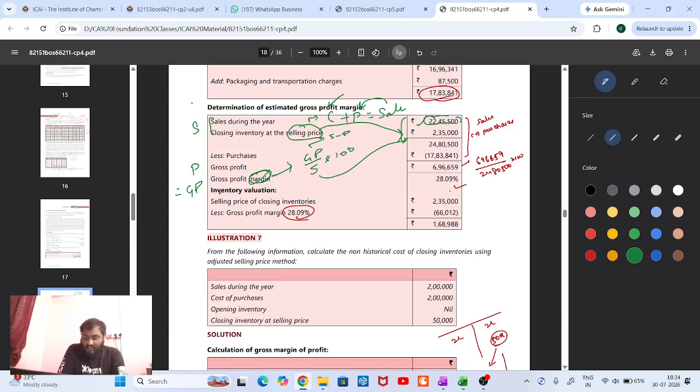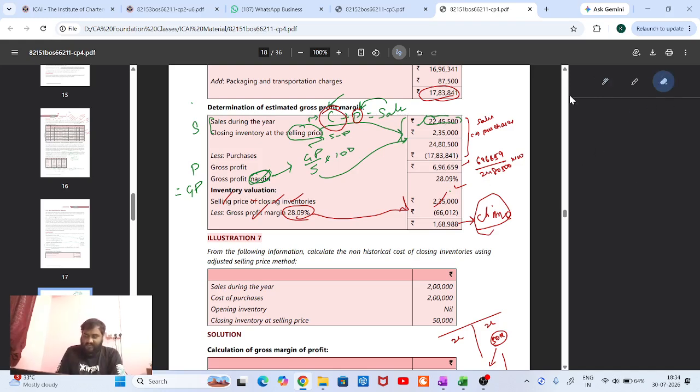Why are we calculating it? In order to find this, so that we can subtract. Selling price of closing inventory is 2,35,000. Gross profit margin is 28.09. When you subtract this, we get this value. This is the value of closing inventory. I hope you understood the concept. If you want, I will repeat again. I don't know whether you want, but I'll just repeat again.